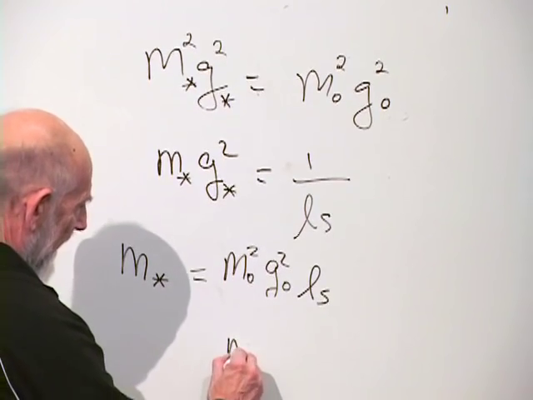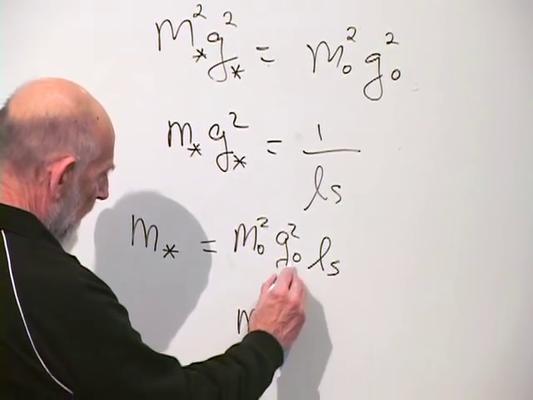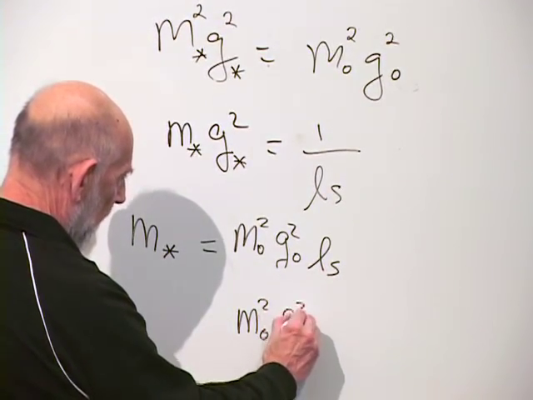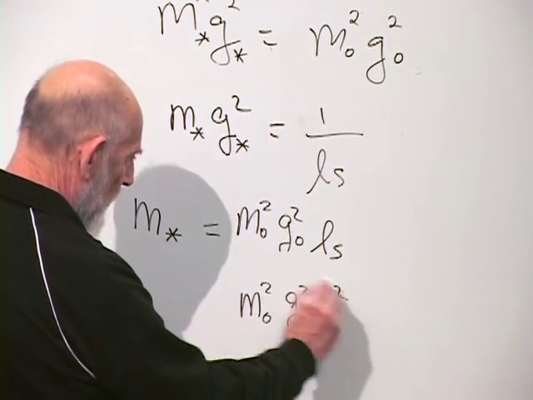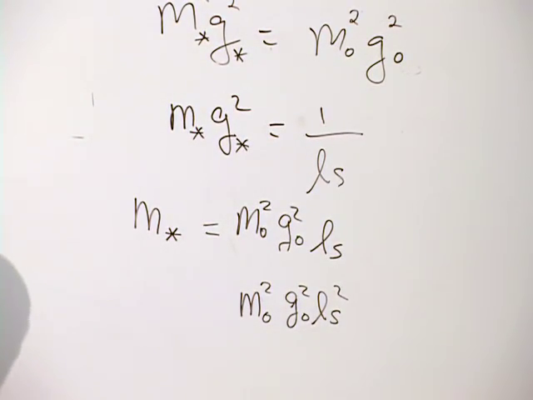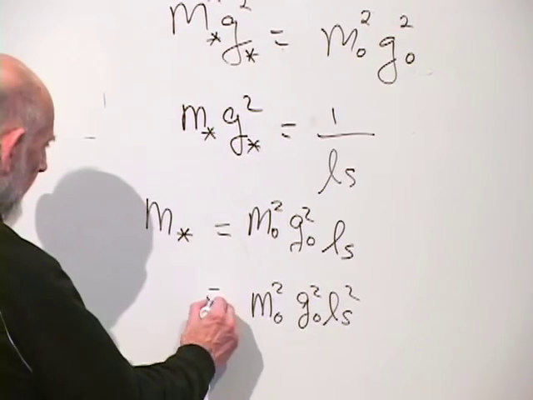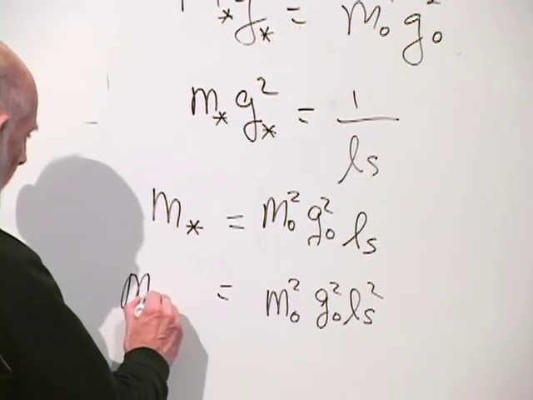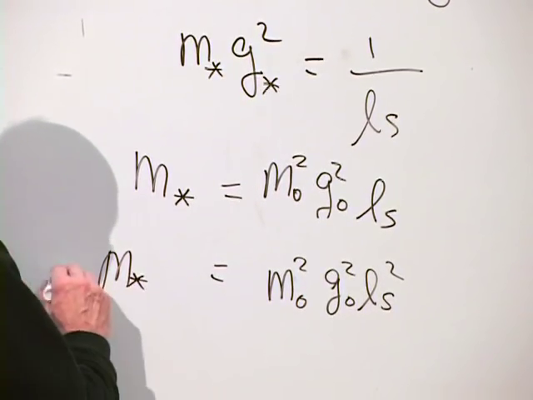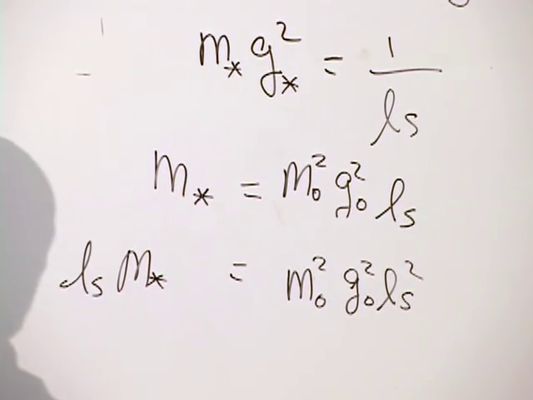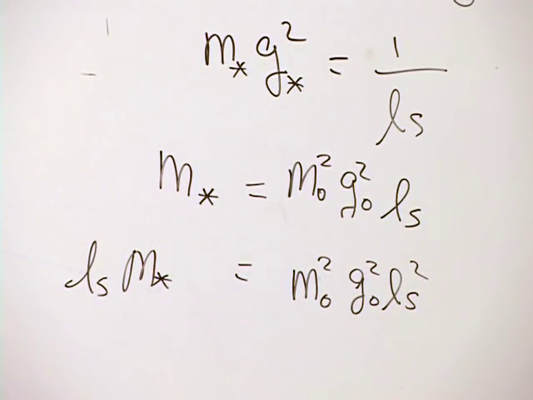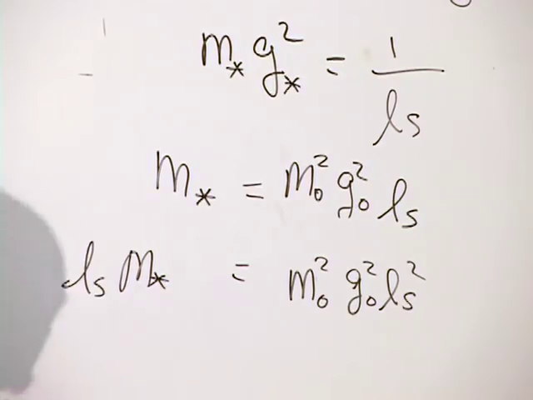And then we get m naught squared g naught squared L string squared is equal to m star L string. What is g naught squared times L string squared?